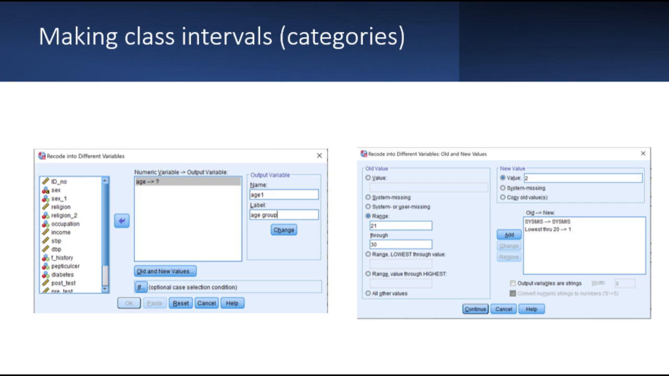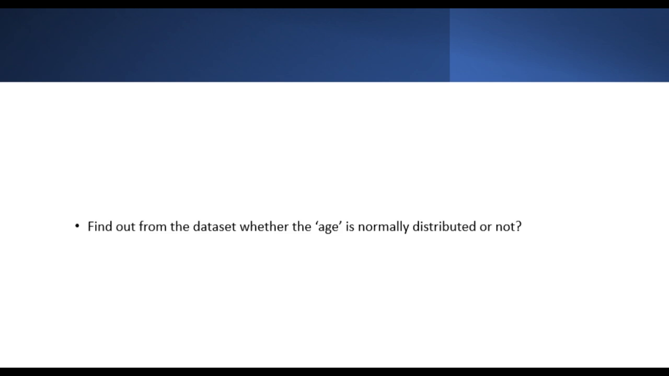Making class intervals, categories. Find out from the dataset whether the age is normally distributed or not.